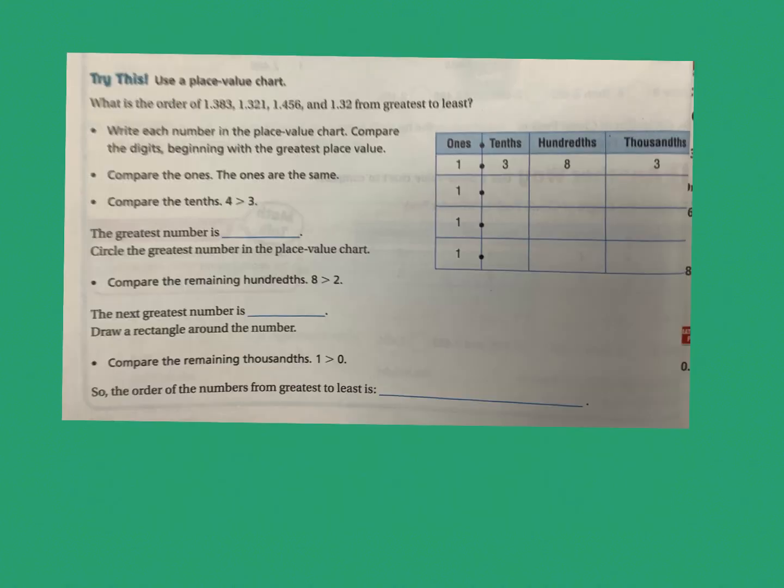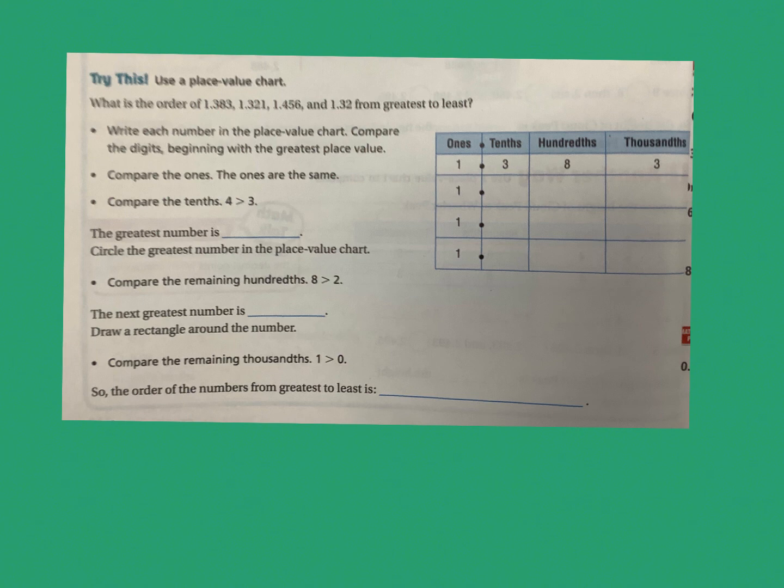We can use the place value chart if we find that useful. The order of 1 and 383 thousandths compared to 1 and 321 thousandths, compared to 1 and 456 thousandths, compared to 1 and 32 hundredths. So let's go ahead and use the place value chart. They've already put 1 and 383 thousandths on there.